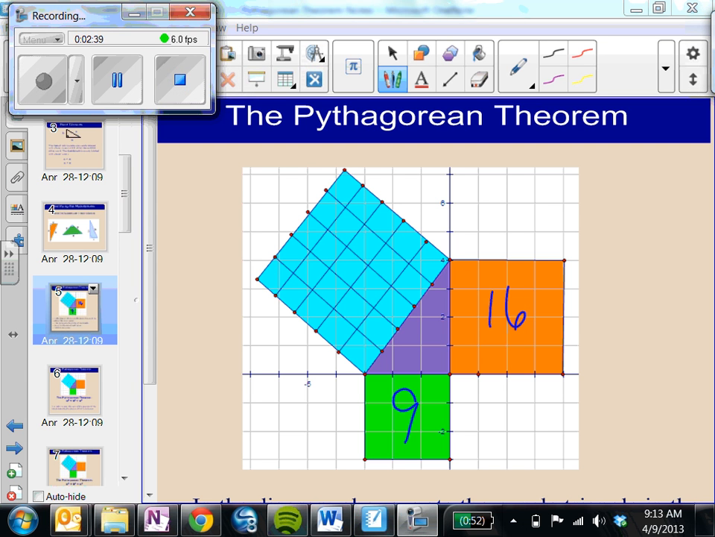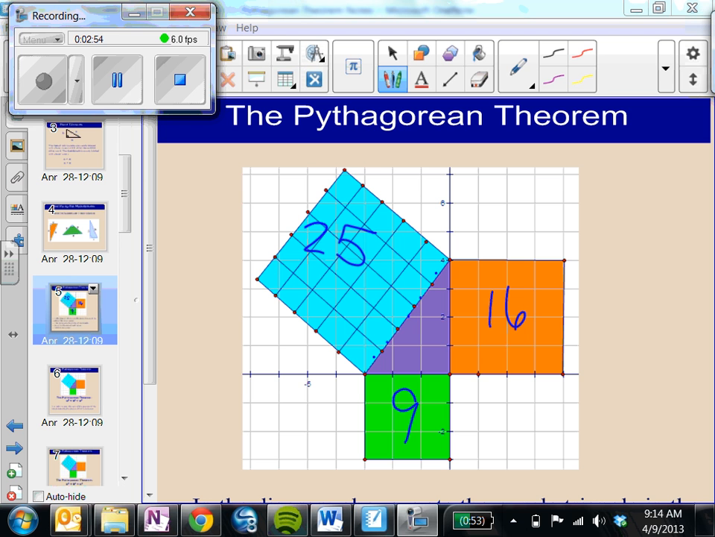Then look at the hypotenuse. Figure out the length of the hypotenuse and the square of that hypotenuse. The length of the hypotenuse is 5: 1, 2, 3, 4, 5. And the square of that is 25.